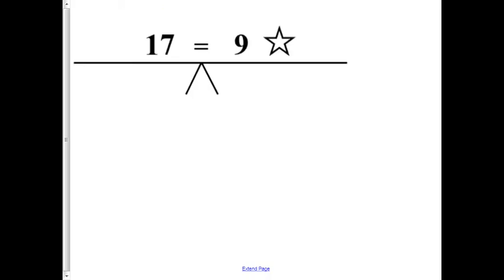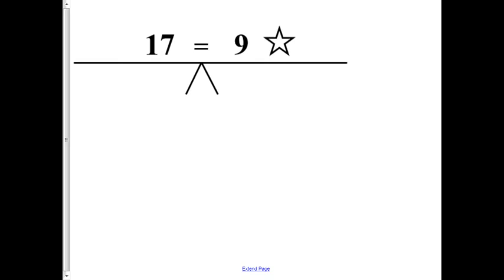Now this next one, 17 is equal to 9 and star. Now you might look at this and think, well, does that mean 9 times the variable? And no, it doesn't, because think about a scale for just a minute. We don't multiply on scales. We just keep adding weights or adding things to it or taking things off it. So we can't do this as we're not looking at that as a 9 times the variable.